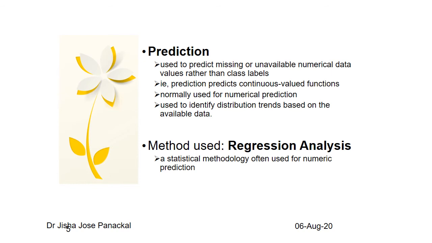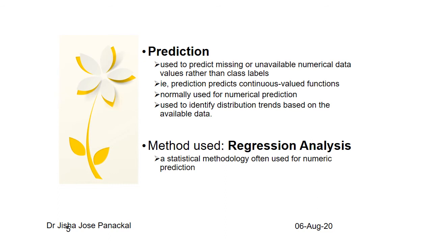A prediction is used to predict missing or unavailable numerical data values rather than class labels. Here we are predicting numerical data values. For example, it is a continuous type value, continuous value functions.